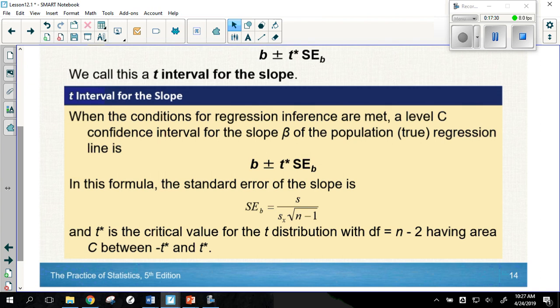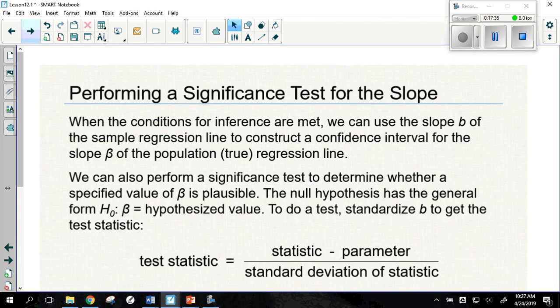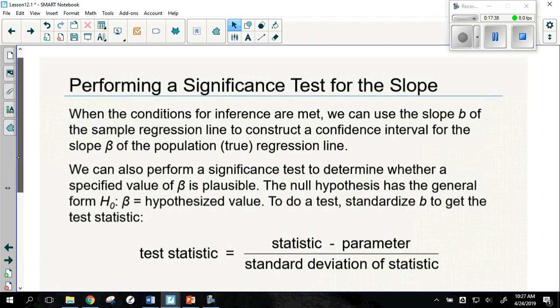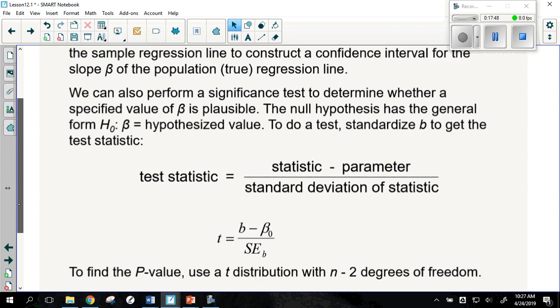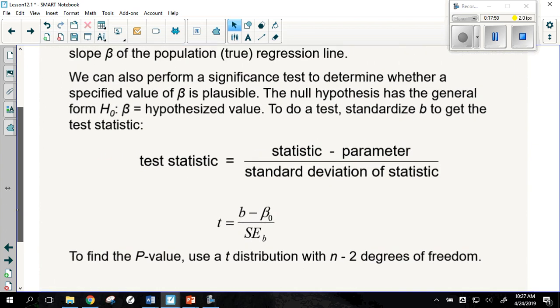I highly doubt that you'll ever have to calculate the standard error of the slope. We'll look at it when we do some examples. All of the examples I've seen have given you a Minitab output. All right, so we're doing inference. Here we go. This is our test.